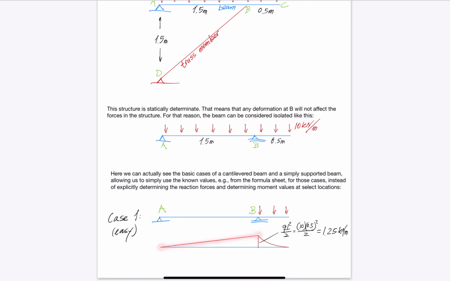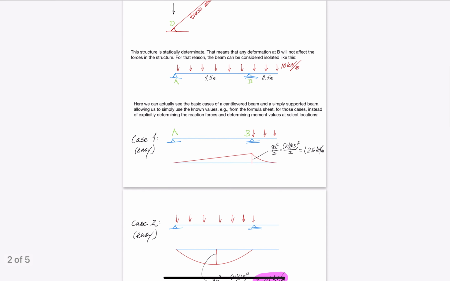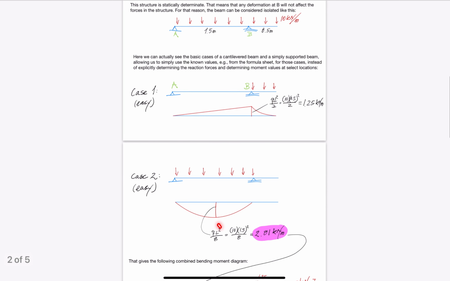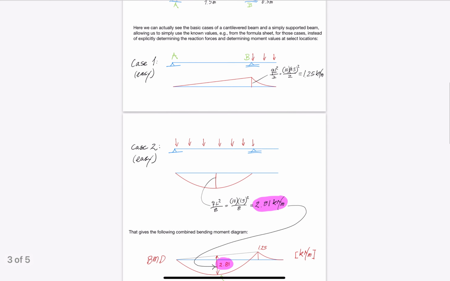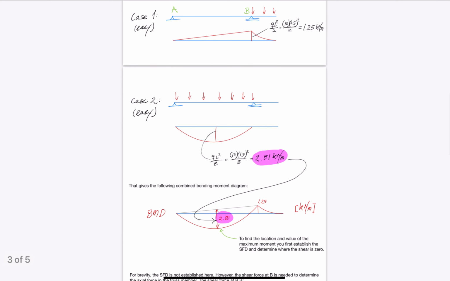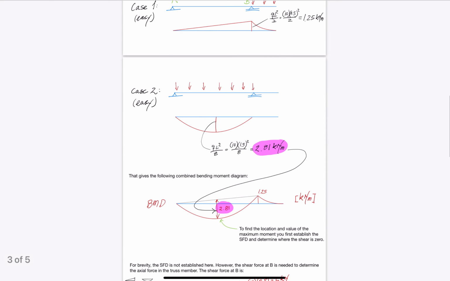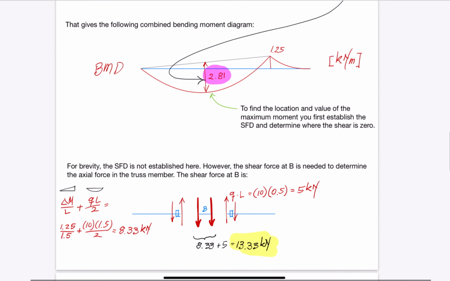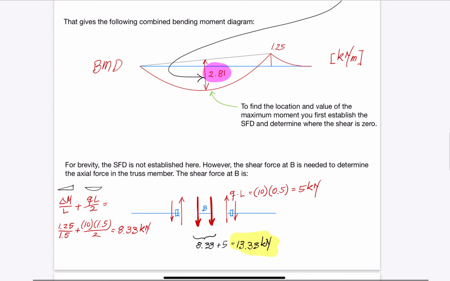Next, we address the distributed load between A and B with the cantilever out of the way. This is a simply supported beam, with the well-known QL squared over 8 bending moment diagram shown here. The conclusion is that the final combined bending moment diagram for the full horizontal beam is as shown here. We know well how to establish the shear force diagram from the bending moment diagram, so we proceed to the axial forces. That is more interesting because it involves equilibrium at point B.